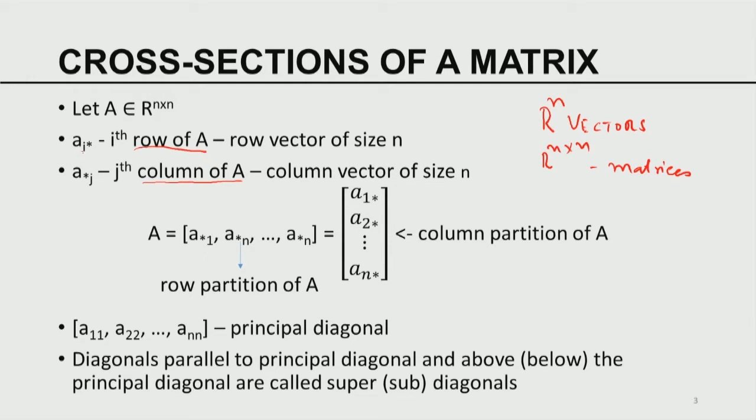The ith row is represented by Ai star, the jth column is represented by A star j. So A star 1 is the first column, A star 2, so this must be 2 here, this is not n, I am sorry, this must be 2. So A star 1, A star 2, A star n, these are n columns. A 1 star, A 2 star, A n star, these are n rows. This is called column partitioning, this is called row partitioning. So we can talk about partitions of a matrix.